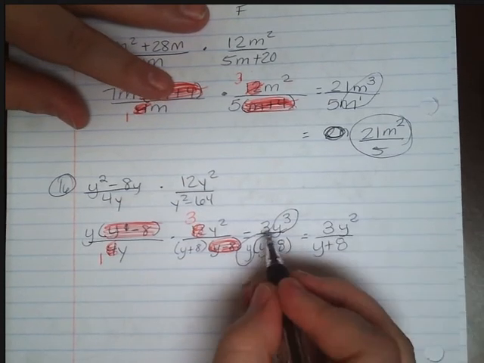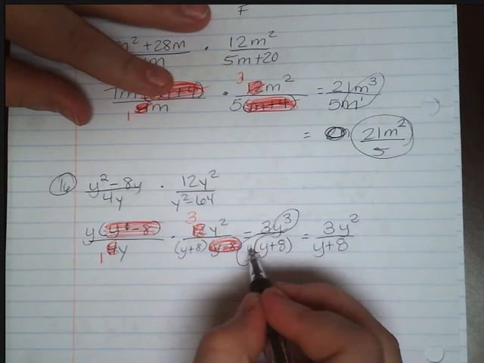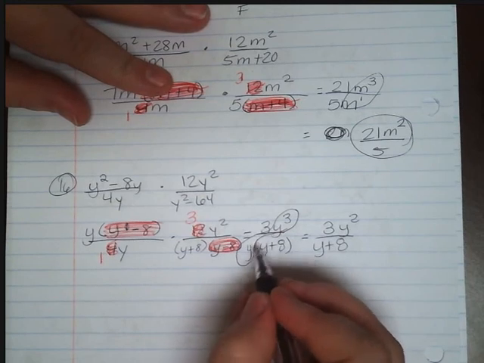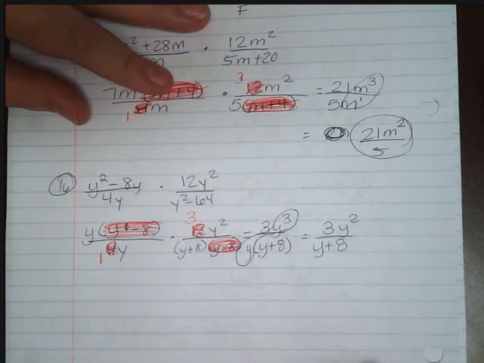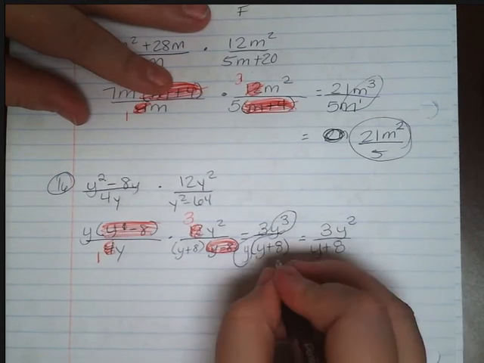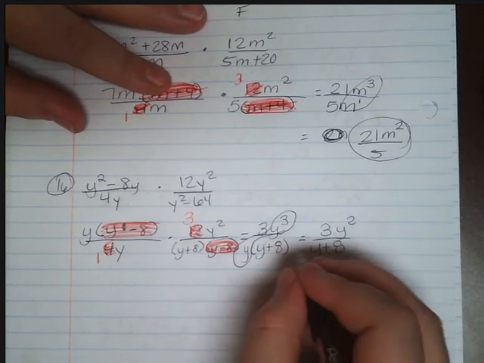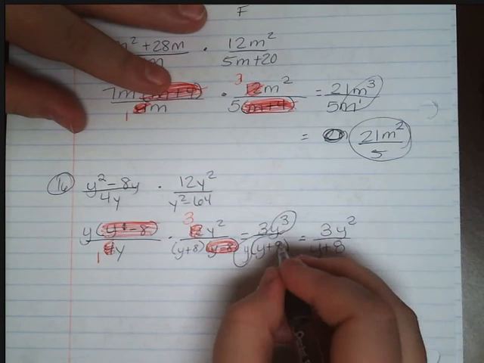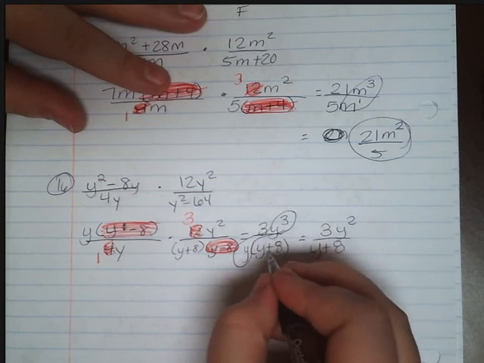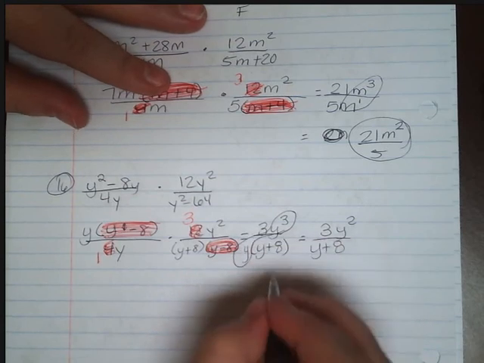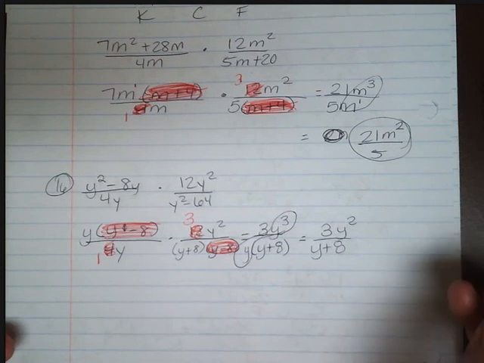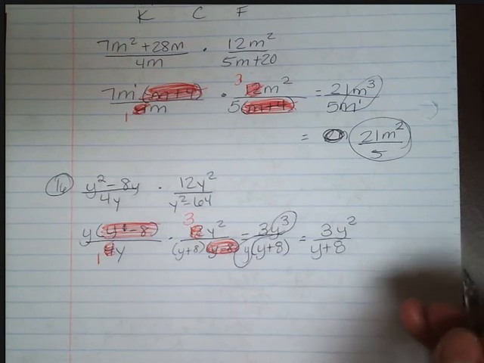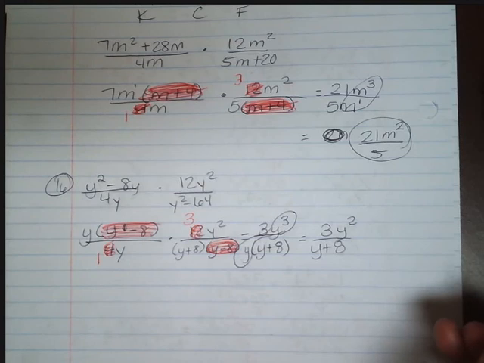Remember, the rule is if you're multiplying them together, then you can simplify, okay? So like, let's say this was a 6 instead of an 8. You could not simplify that 3 and that 6 because that 6 is being added to the y. So only when it's multiplication can you do it. So you're left with, on number 16, your answer being 3y squared divided by y plus 8.